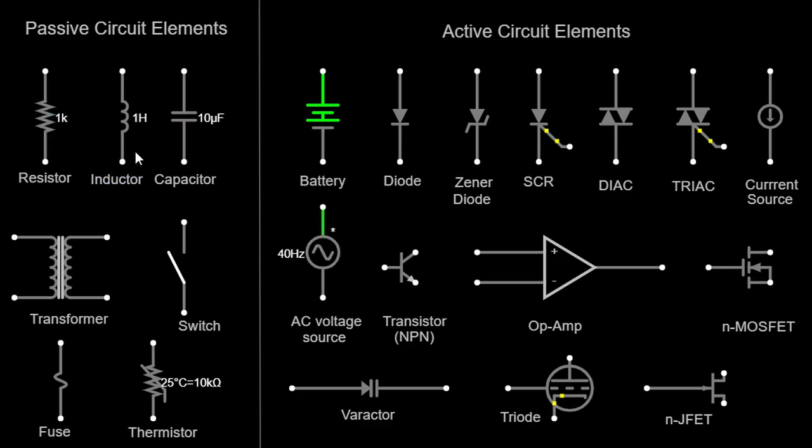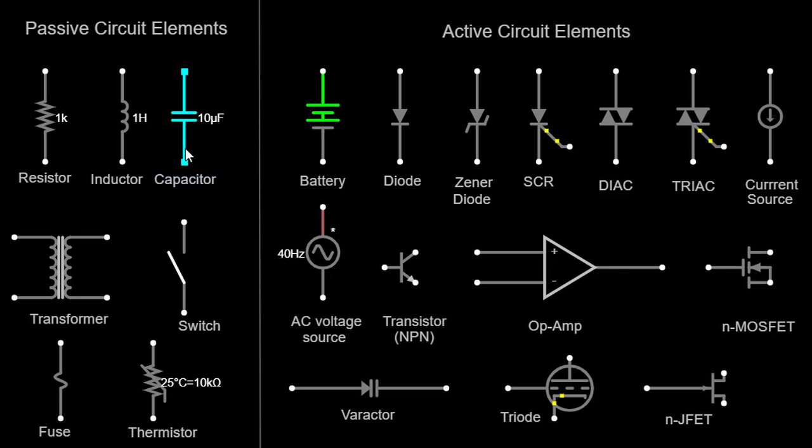Inductor. An inductor is a passive component that stores energy in the form of a magnetic field when current flows through it. It resists changes in current flow. In circuit diagrams, an inductor is represented by a coil or a series of loops.